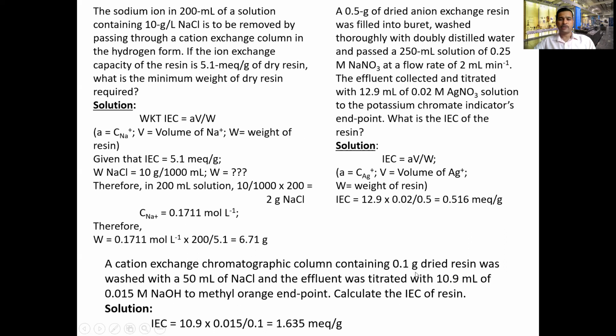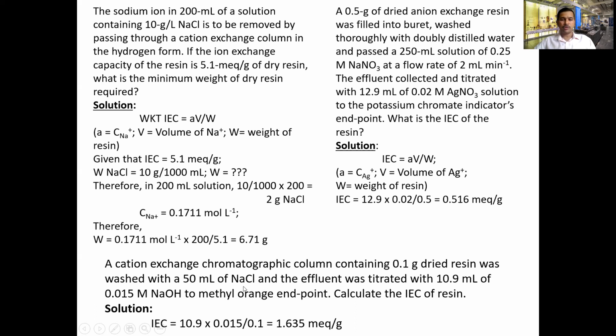So here, 0.1 gram of dried cation exchange resin was taken, and it was washed with 50 ml of NaCl. What happens when you wash the column with 50 ml NaCl?